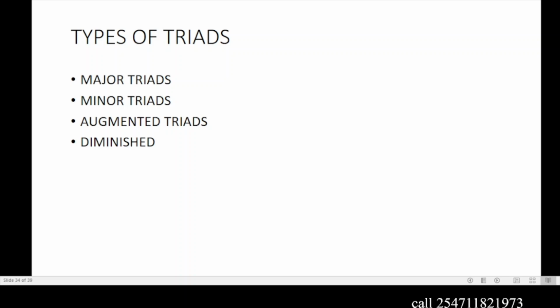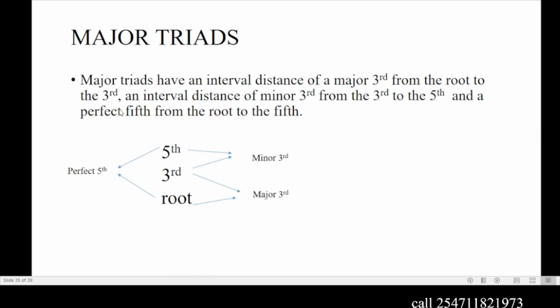Now, types of triads. We have major triads, minor triads, augmented triads, and diminished triads. These should not confuse you with the types of intervals. Also, intervals, you have major, minor, augmented, and diminished. And if you have not watched my video on intervals, please go and watch my videos on intervals from part 1 to part 3, so that you can have at least a better understanding of what is going on. So, types of triads, we have the major, minor, augmented, and diminished triads. In today's lesson, I want us to focus on the major and minor.